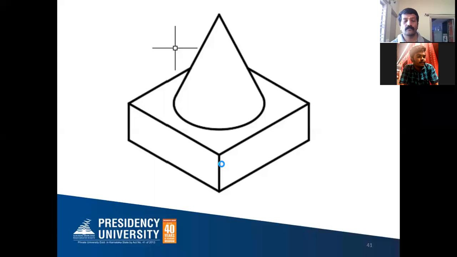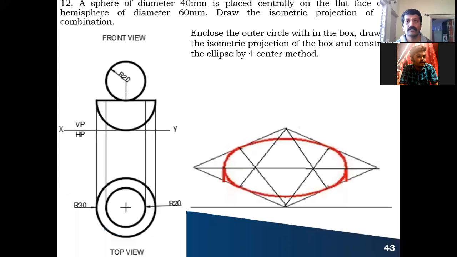So today also 3-4 examples we'll discuss. So today we'll take most of the examples, ellipse, how to draw ellipse in different combination of solids.